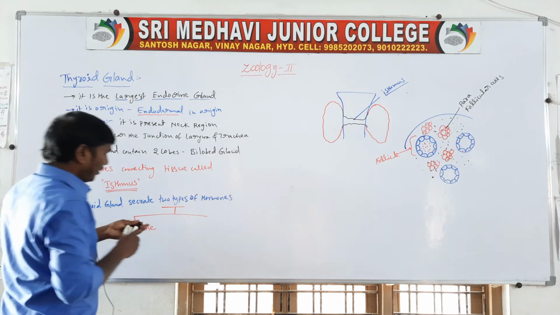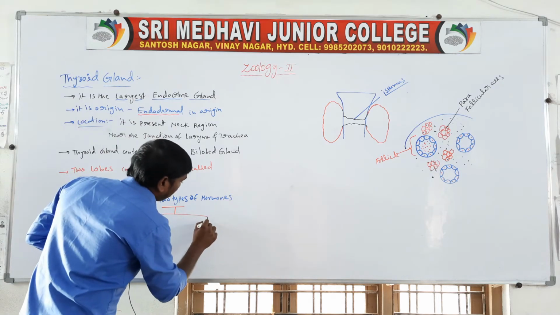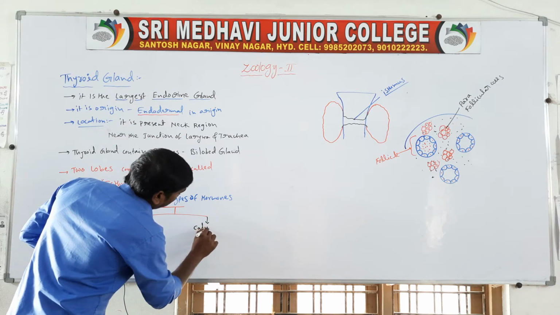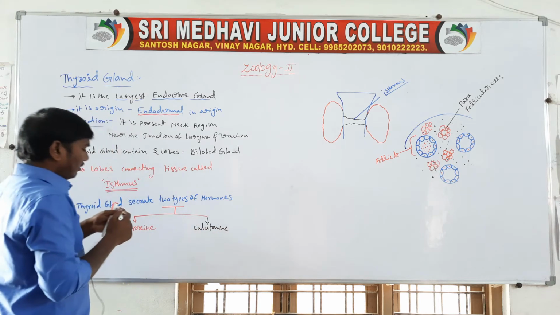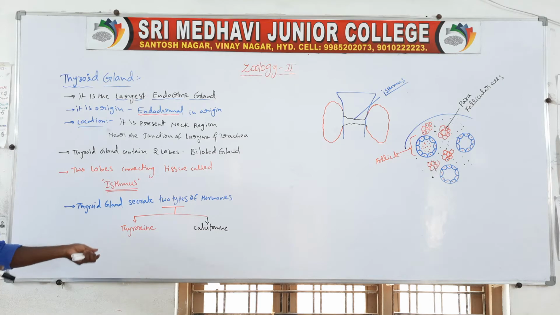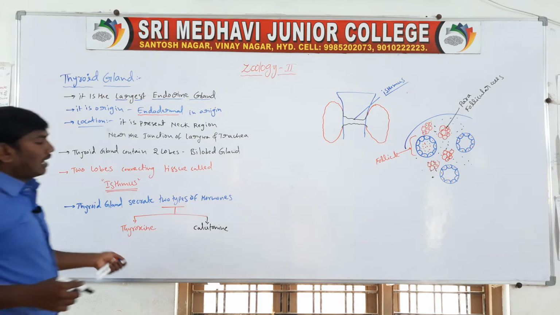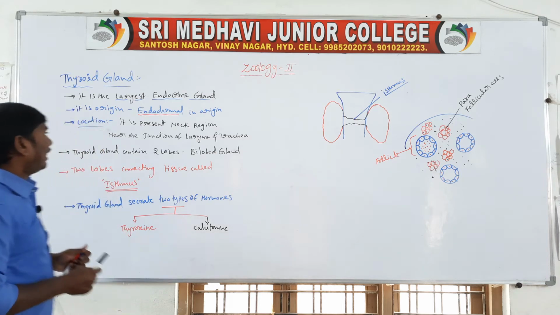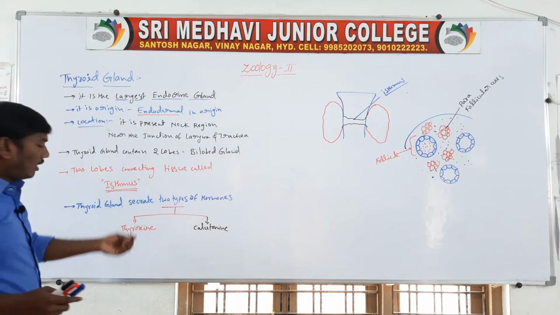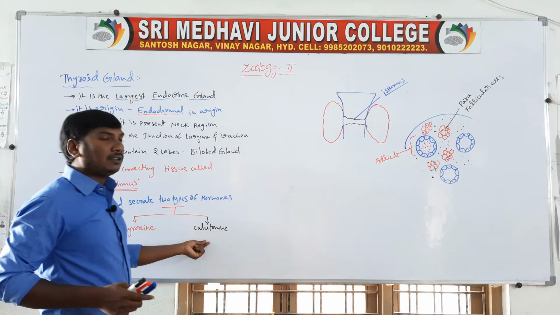and the next one is calcitonin. So the thyroid gland releases two types of hormones: one is thyroxine, another one is calcitonin.